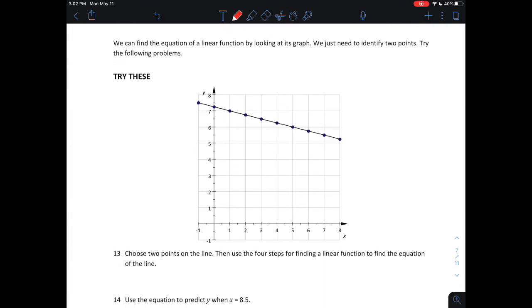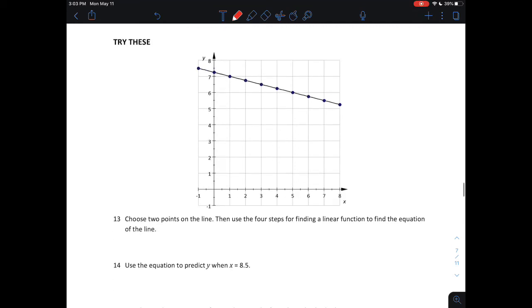And then finally, we can find the equation of a linear function by looking at its graph. We just need to identify 2 points. So let's do something similar to the last example, but now we're going to use a graph to get some information from. So first, here's our graph. We see an x-axis that's horizontal at the bottom. We see a y-axis that's vertical on the left. We see some dots that are connected in a line that is diagonal and it's going down and to the right. So number 13, choose 2 points on the line.